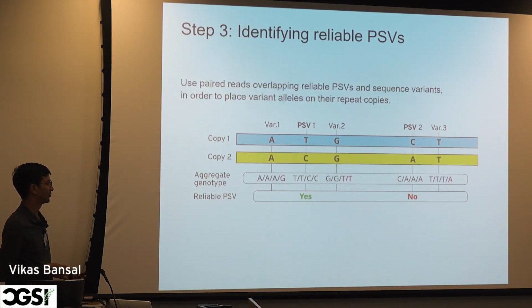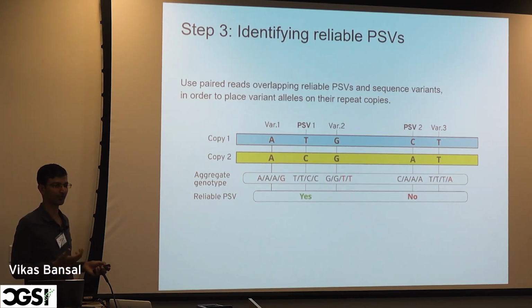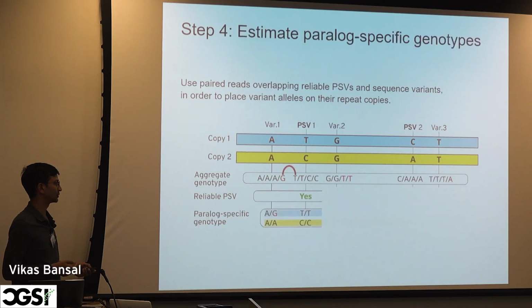So now we look at the aggregate genotypes for this first variant. This is 3 A's and a G. Now what that means is that the G allele has to be present on either copy 1 or copy 2. So that's all we have to determine in order to resolve this aggregate genotype into parallel specific genotypes. And how do we do that?